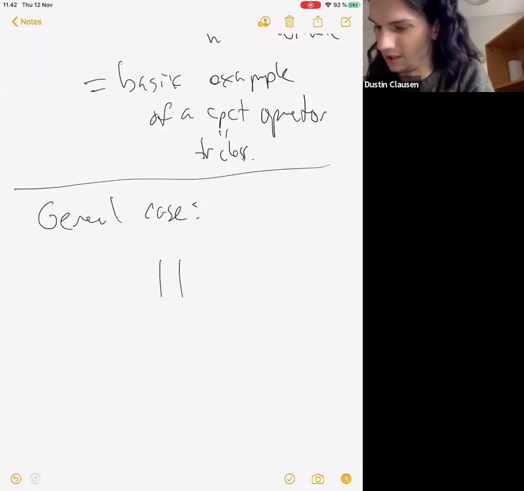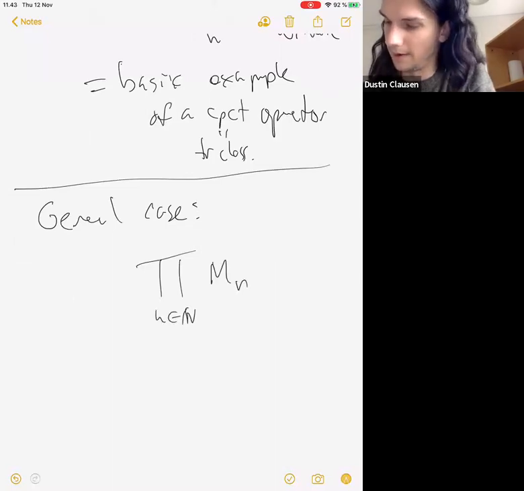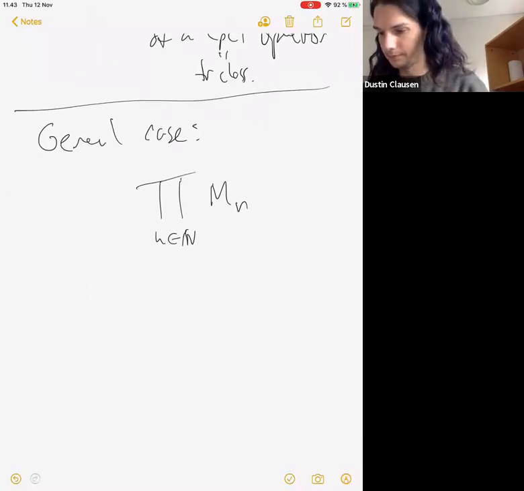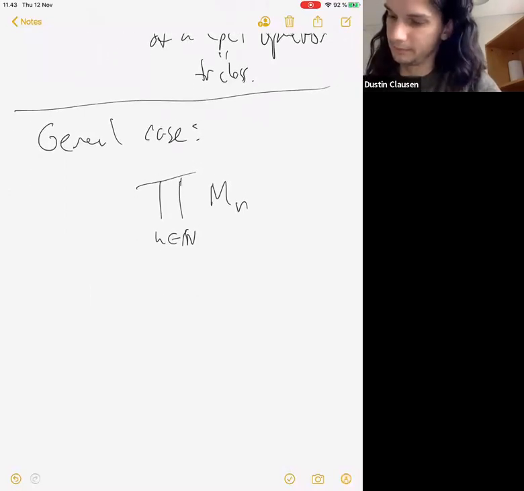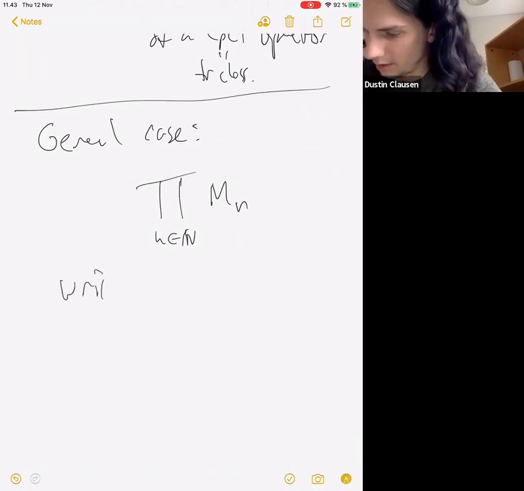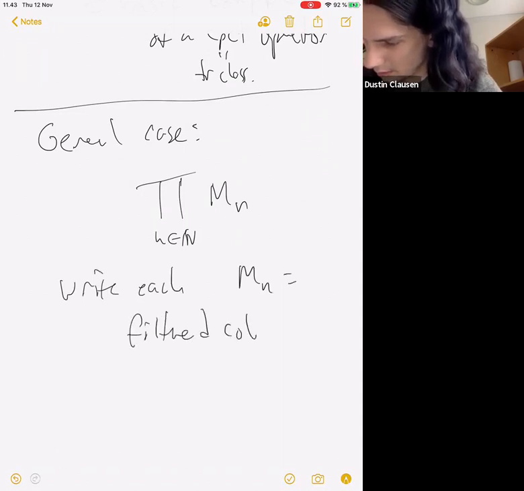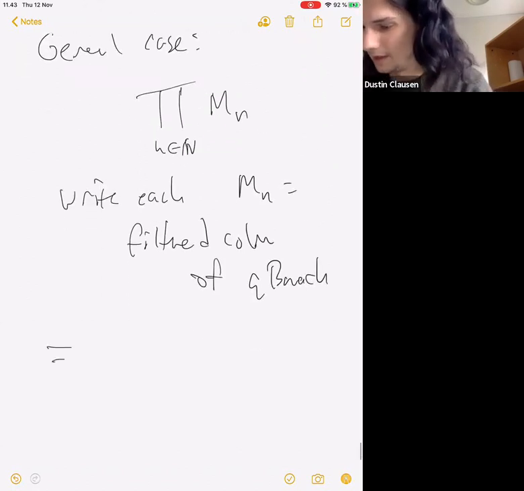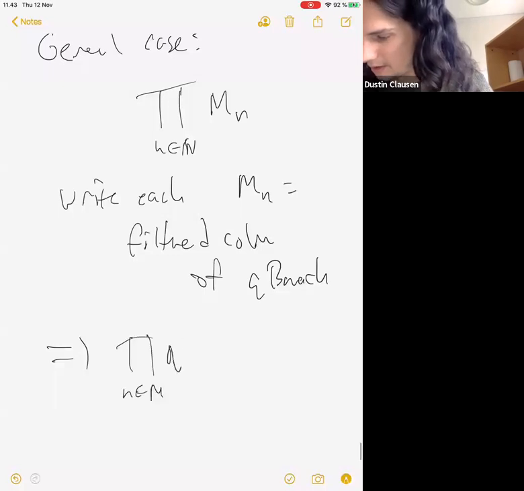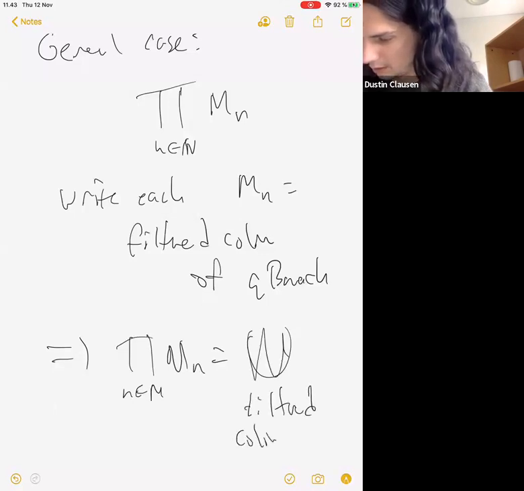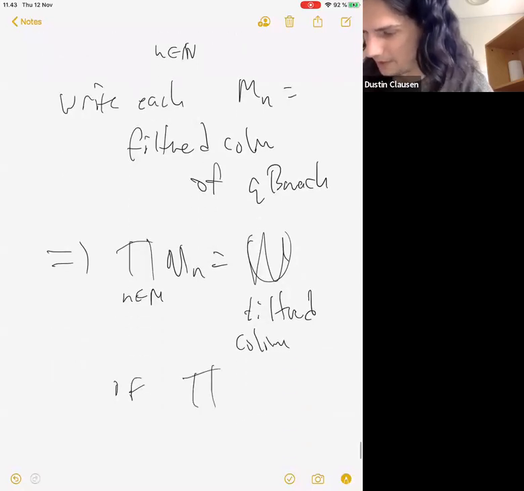So if we take a product of copies of nuclear modules, so if we write each Mn as a filtered colimit of quotients of Banach spaces, then in fact this product of copies of Mn gets to be a more complicated filtered colimit of products of copies of quasi-Banach spaces.